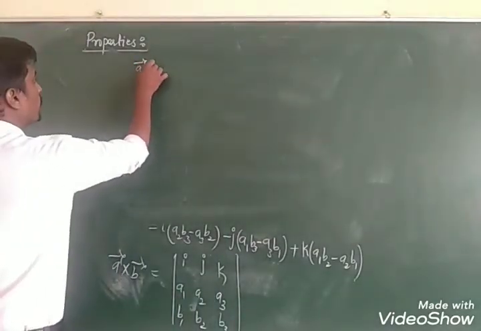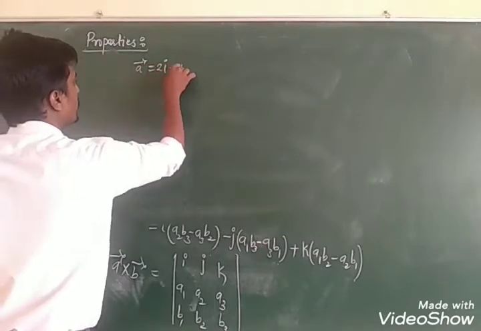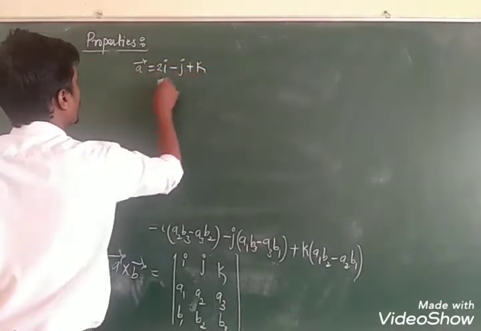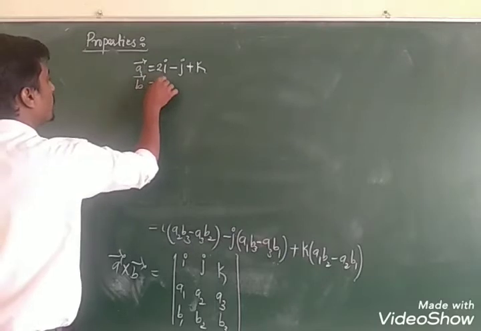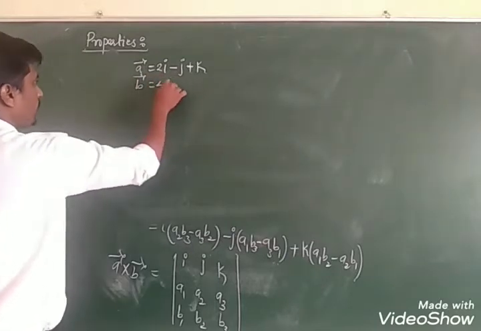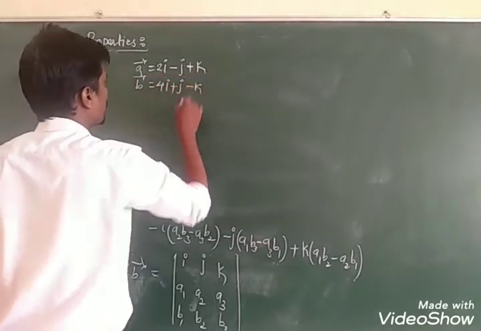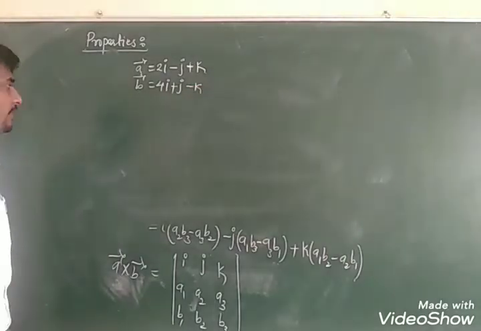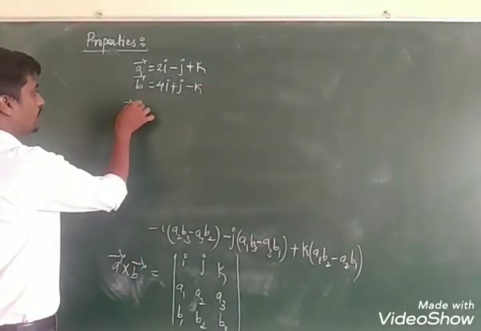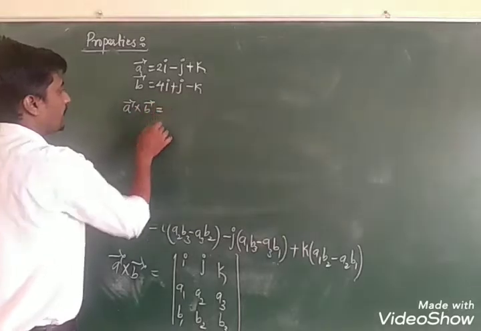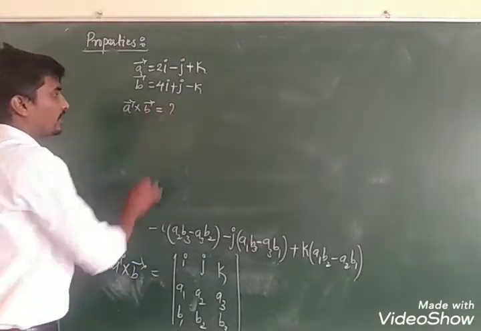Vector A is equal to 2i minus j plus k, and vector B is equal to 4i plus j minus k. Then find A cross B. So find A cross B here. What will be A cross B?